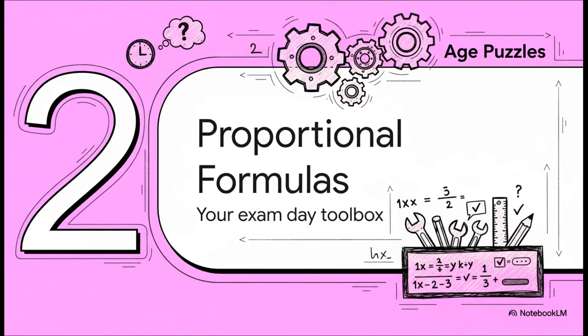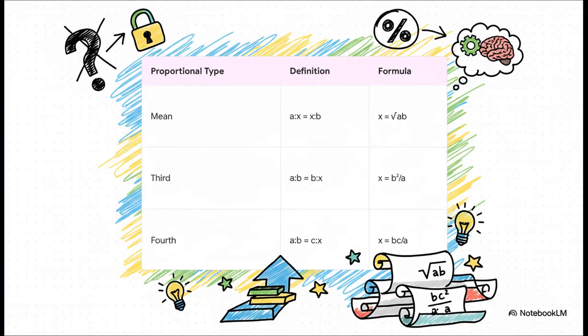All right, let's move on to our second high-priority area. We're talking about the 3 proportional formulas. Think of these as the essential, must-have tools in your exam day toolbox. And what's so great is that everything you need is right here on this one slide. I'm not kidding. For 22% of all the questions, the entire solution is hiding in one of these 3 simple formulas: the mean proportional, the third proportional, or the fourth. Just burn this table into your memory and you're golden for a huge chunk of the exam.